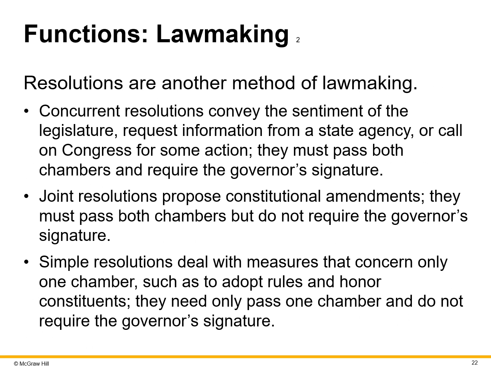Resolutions are another method of lawmaking. Concurrent resolutions convey the sentiment of the legislature, request information from a state agency, or call on Congress for some action. They must pass both chambers and require the governor's signature. Joint resolutions propose constitutional amendments. They must pass both chambers but do not require the governor's signature. Simple resolutions deal with measures that concern only one chamber, such as adopted rules and honoring constituents. They need only pass one chamber and do not require a governor's signature. So it's somewhat symbolic.